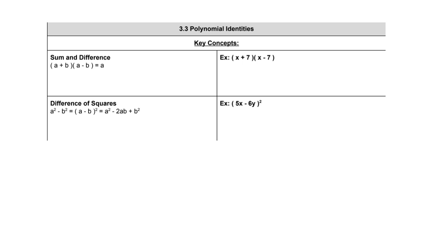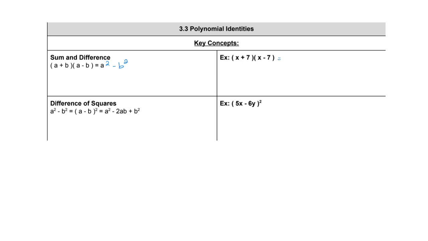This is where we have two binomials being multiplied by each other, but one has a plus b and one has a minus b. So the only difference is the operation inside. One is addition, one is subtraction. The answer will always come out as a squared minus b squared. The reason is because the terms inside are going to cancel out. Right, this always works.